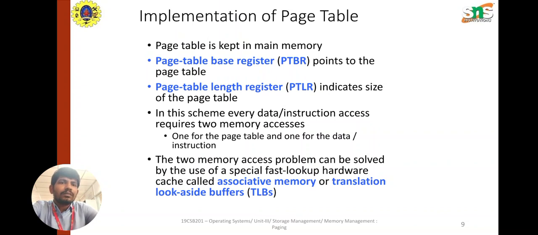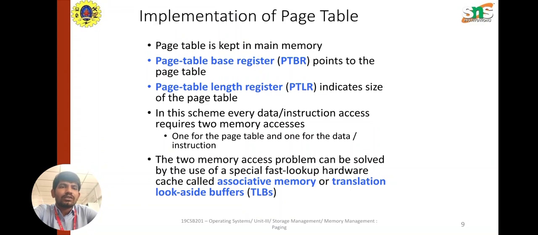The page table base register points to the page table, and the page table length register indicates the size of the page table. In this scheme, every data or instruction access requires two memory accesses: one for the page table and one for the data or instruction. The two memory access problem can be solved by the use of a special fast lookup hardware.